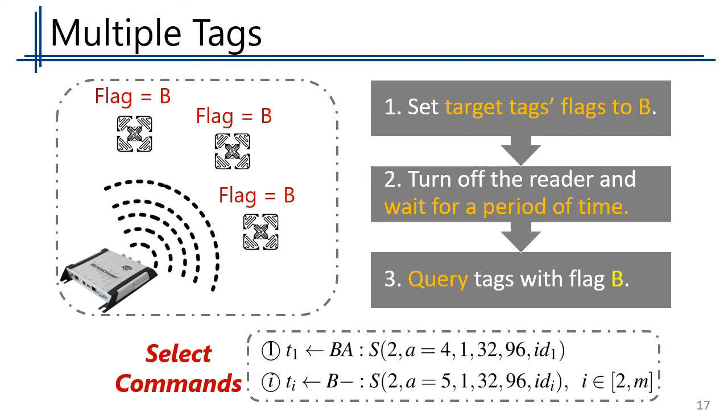For multiple tags, we can deal with them in parallel. The idea is to set the flags of all target tags to B by using multiple select commands. The commands are shown as follows. The action of the first select is BA, and the actions of the remaining selects are B minus. In this way, multiple tags will discharge in parallel, which saves the waiting time.